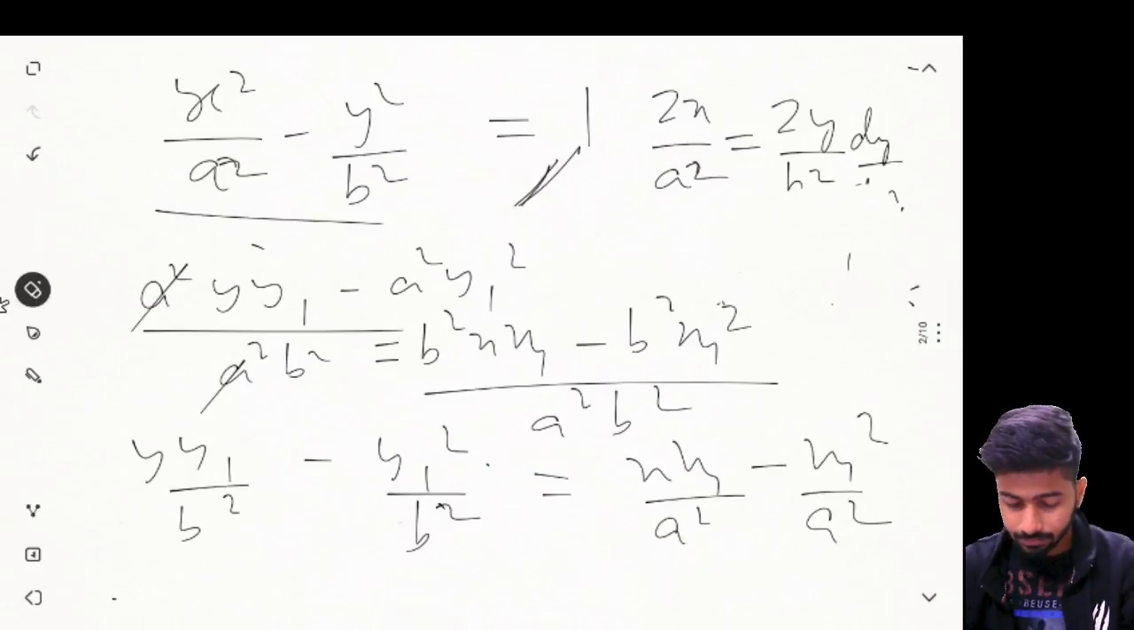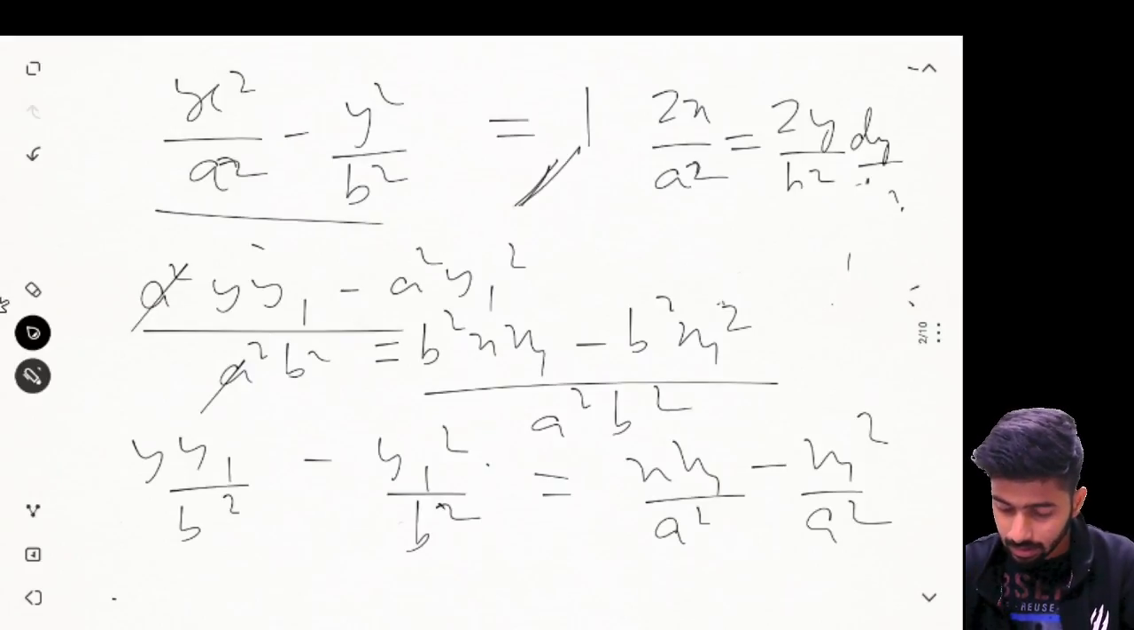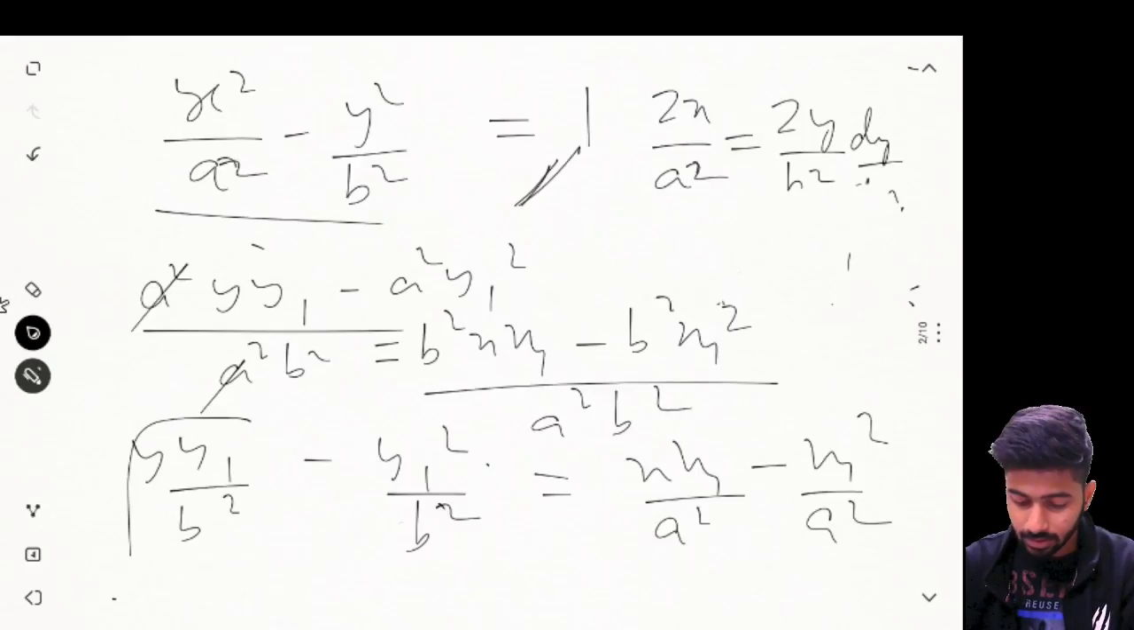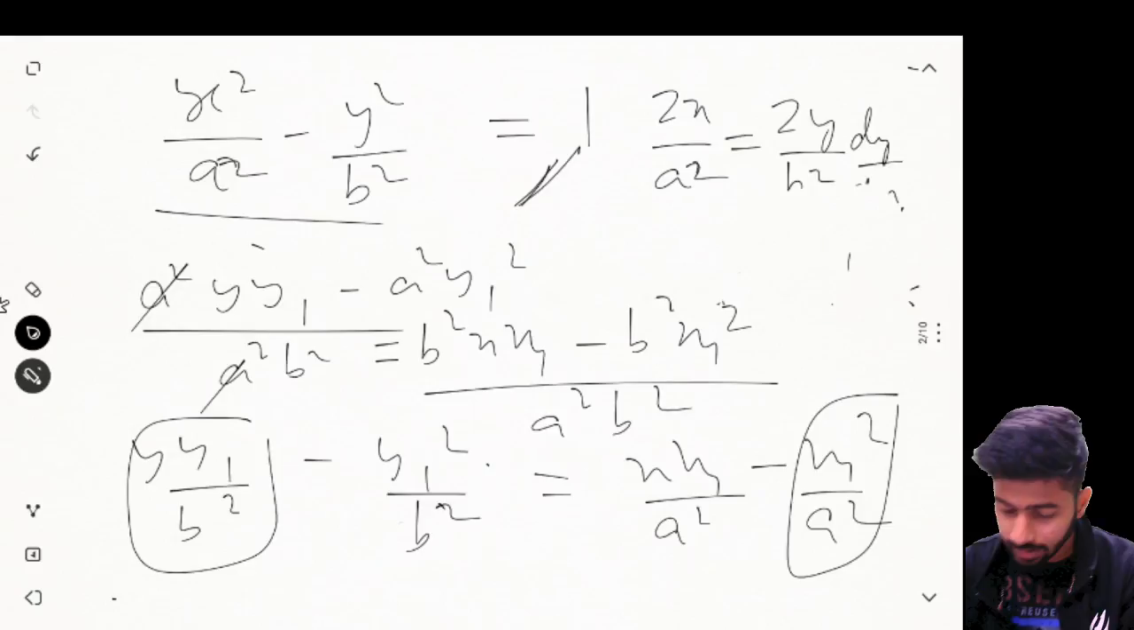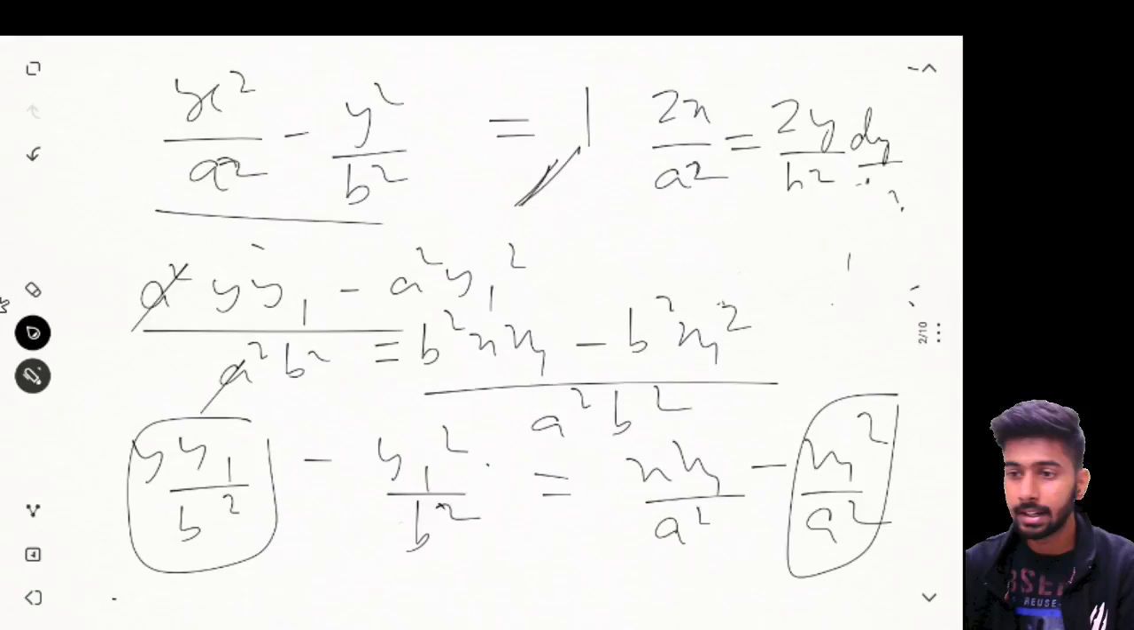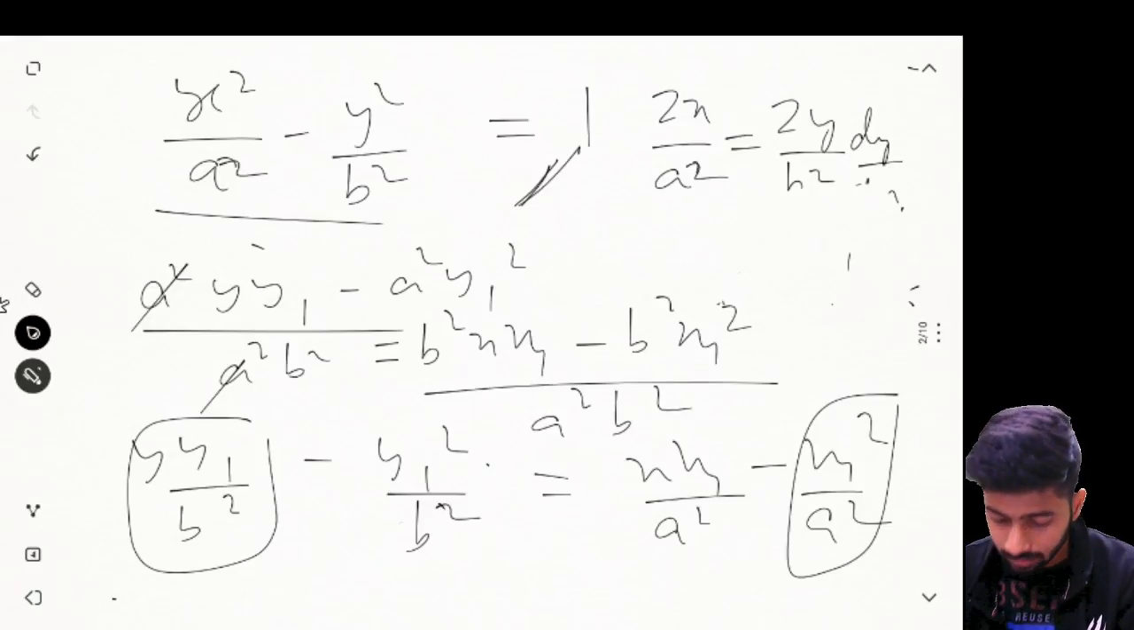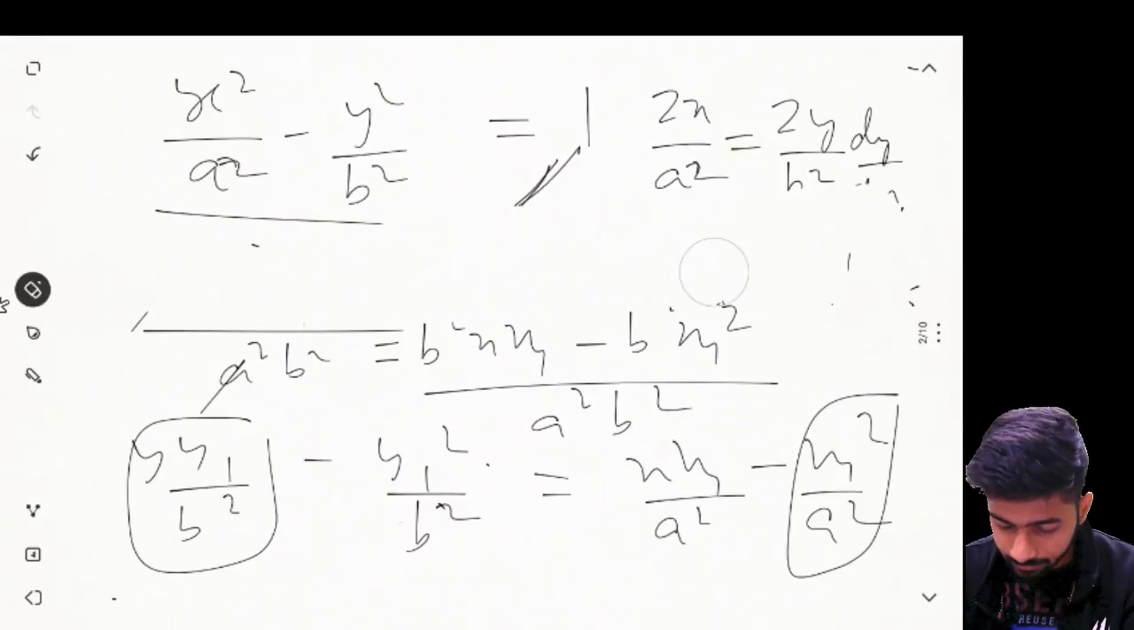Rearranging this equation, what we now have is getting this x1 by a square that side, this y1 by b square that side, and x1 by a square on the right hand side. Sorry, x1 square by a square on the right hand side. Let us try simplifying it further.